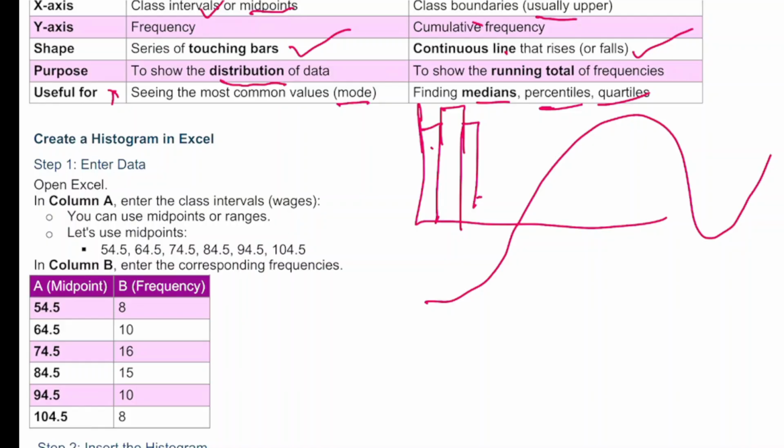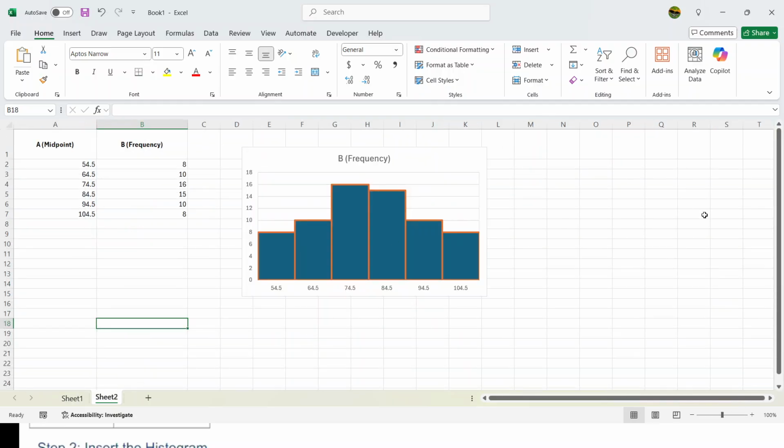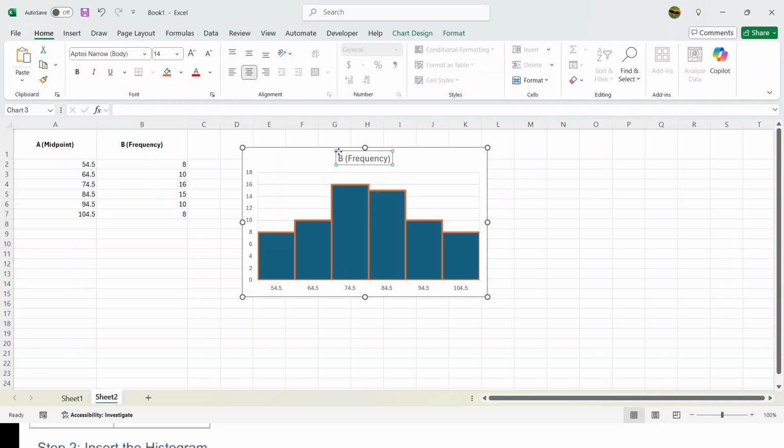I have taken it to Excel. This is my Excel. Let me open my Excel. Yes, here it is. If you look at this data, this is an example of a histogram. Are you able to see that? In fact, this is from the same data. You can see the midpoints, 54.5.